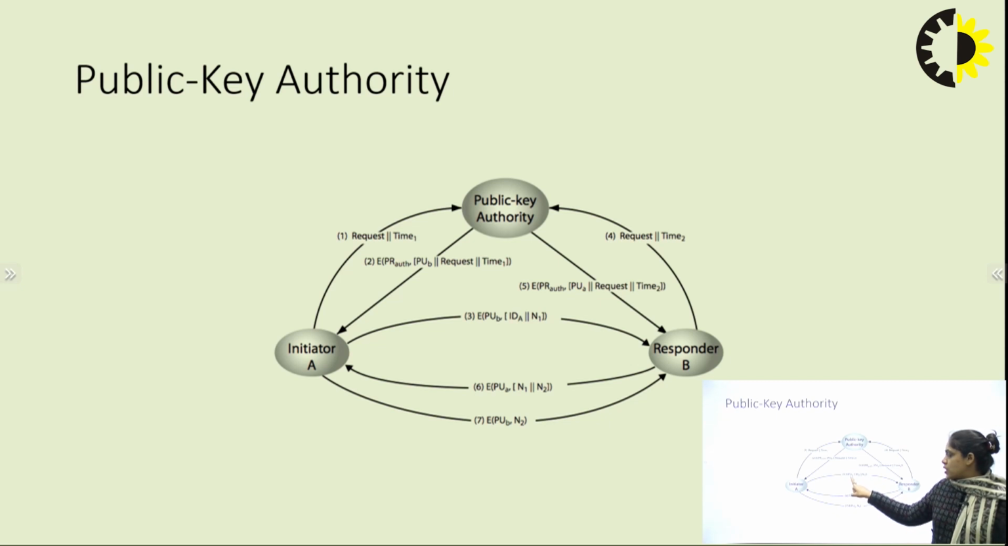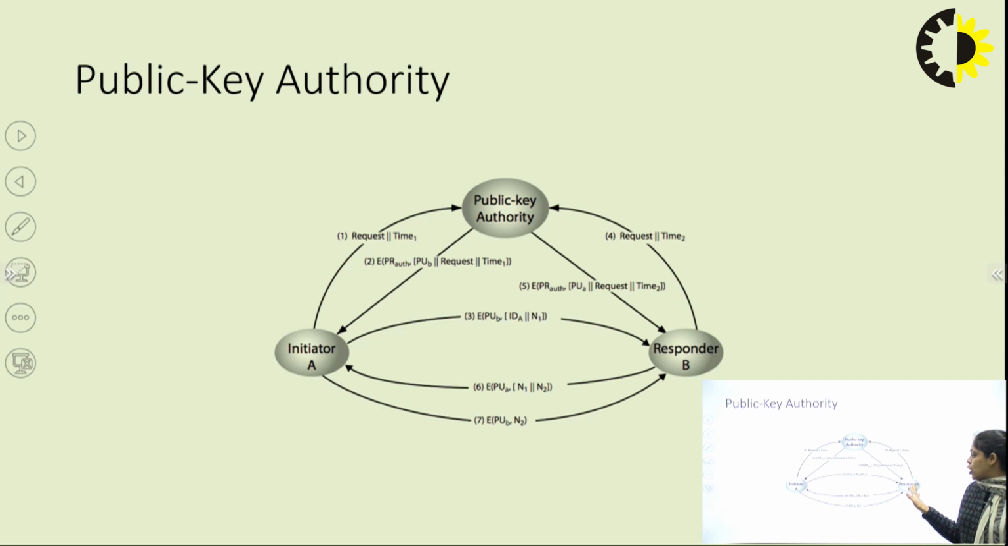When he sees that this message is encrypted with the public key of B, he will come to know that this information is properly authorized by the public key authority. So this statement 3 is received on the receiver side now.